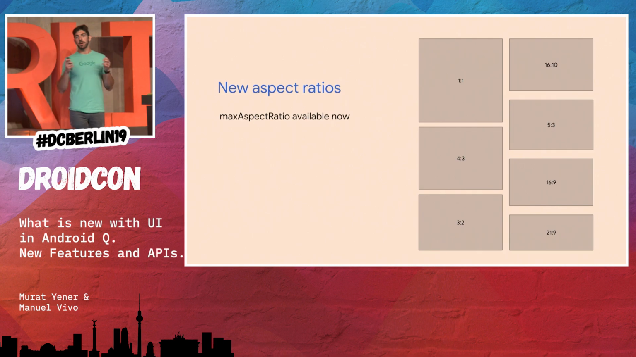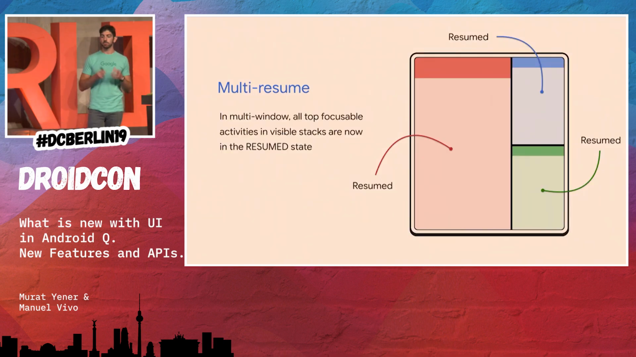Cool. Now, a pretty important behavior change in Android Q is multi-resume. Before, in Android P, if you were in a multi-window scenario, only one activity would be in the resumed state. The others are going to be paused. But now in Android Q, all of them are going to be resumed.